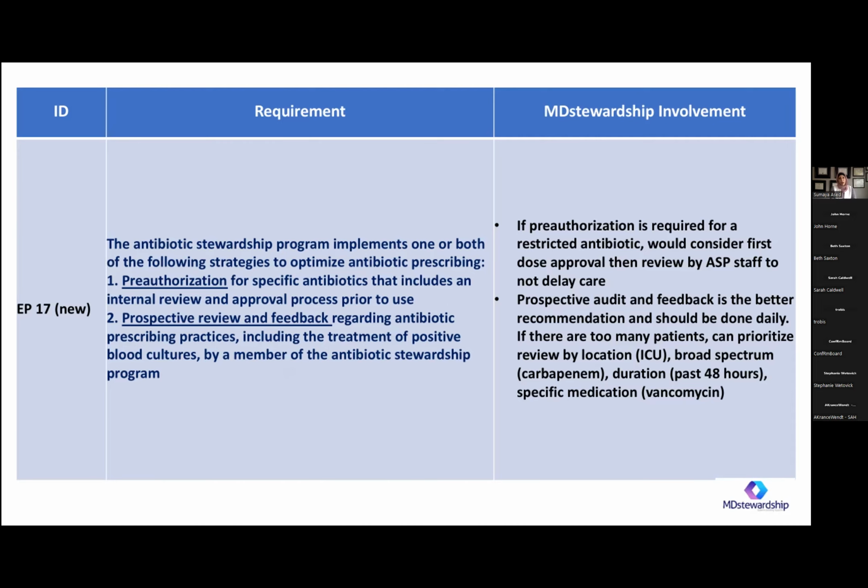Pre-authorization is basically if you have a restricted antibiotic that nobody is able to order without discussion with the stewardship team or pharmacy. This is the least favorable recommendation per the guidelines, just because sometimes it can delay care unless maybe you allow a first dose and then you review the antibiotic. What is a more favorable recommendation is the prospective audit and feedback. So a medication is ordered and then we review it and we ensure it's appropriate, right drug, right route, all of that, and then streamline as needed. So again, these are not new recommendations for stewardship, but the EP from Joint Commission is new.